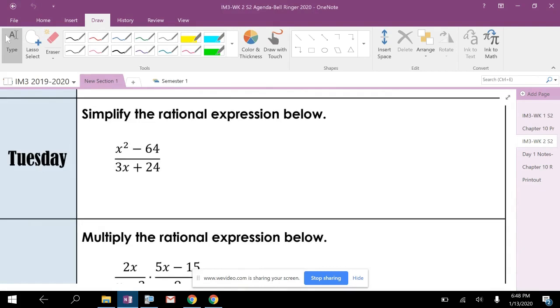Okay, so hopefully you already completed the bell ringer. We will go over this tomorrow because tomorrow's bell ringer won't apply since we're skipping, not skipping, but we're pushing things back. So go ahead and take out that worksheet that you picked up when you walked in.